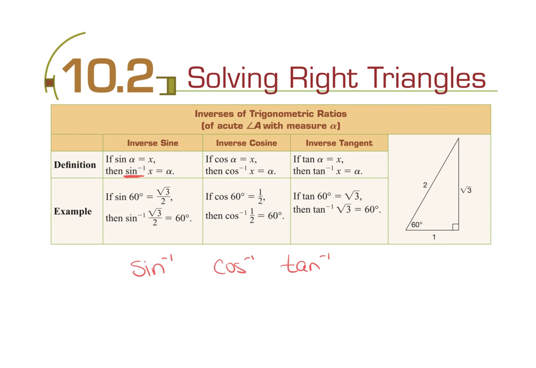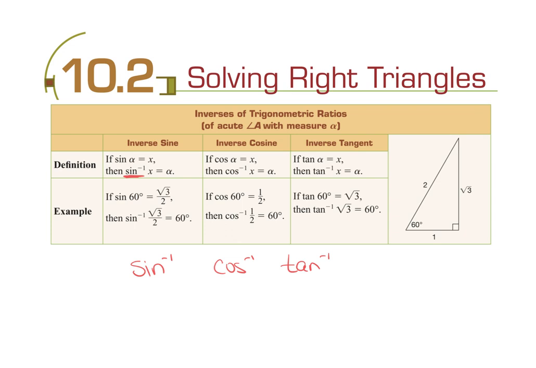So they give the definition. If the sine of alpha is x, then the inverse sine of x is alpha. They cancel each other out, just like any inverse functions, right? Addition cancels out subtraction. Multiplication cancels out division. Sine will cancel out inverse sine. All right? If the cosine of alpha is x, then the inverse cosine of x is alpha.